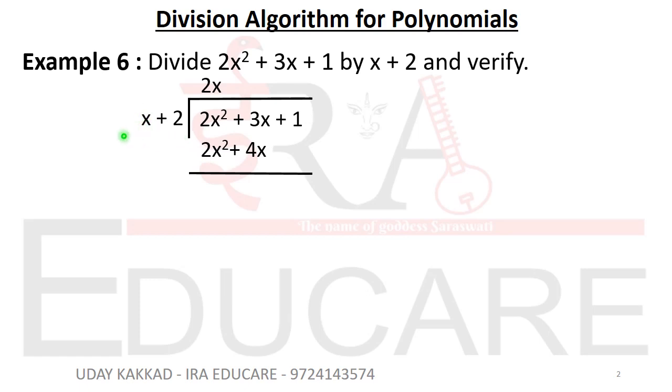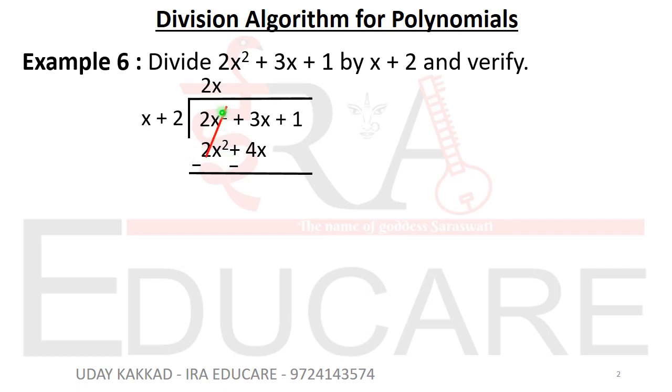Now here is not a single term x, here 2 is also there. So you have to multiply 2 with 2x, so you get 4x. Here plus and here plus, so plus 4x is there. Now after you get this term, you subtract this term from the dividend, right? So how do you subtract it? Just change the sign. Here plus, so you get minus, here also plus, so you get minus.